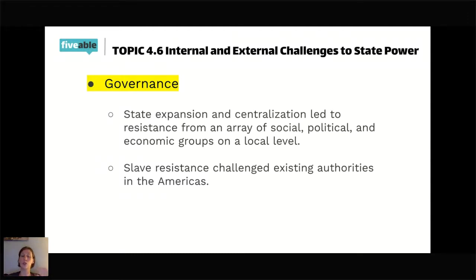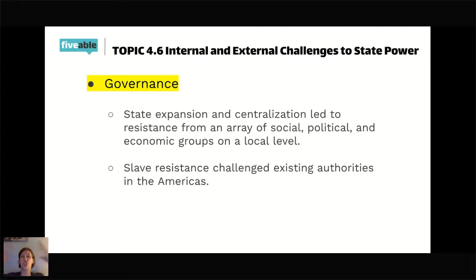Some groups resisted socially in terms of class structures and interactions. A lot of the resistance movements that we'll look at today are political in nature, so direct resistance to the government, but then also economic resistance and a disruption of the economic systems being created by these new empires. The second subpoint really gets its own subpoint because it's not a unique kind of resistance, but a kind of resistance that doesn't get enough attention if we don't name it specifically.